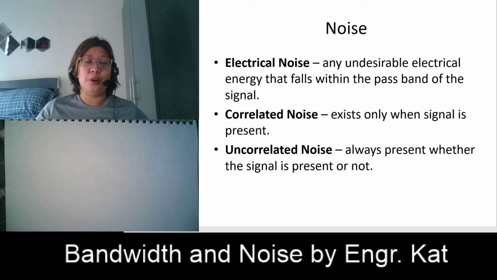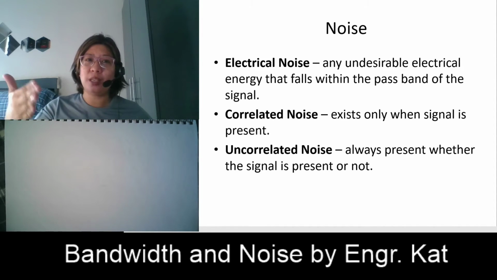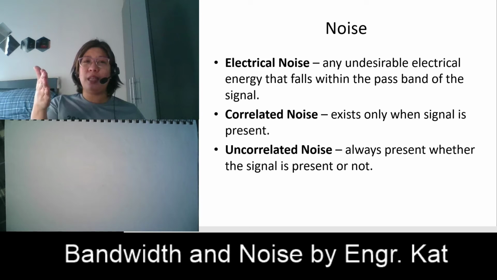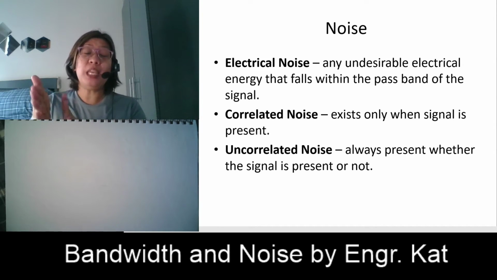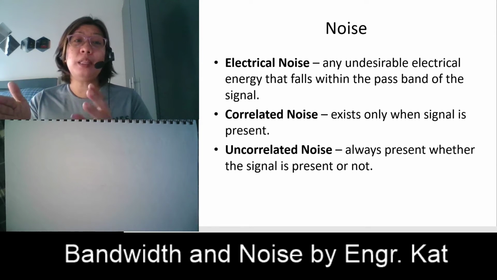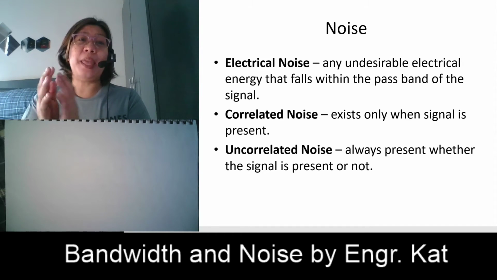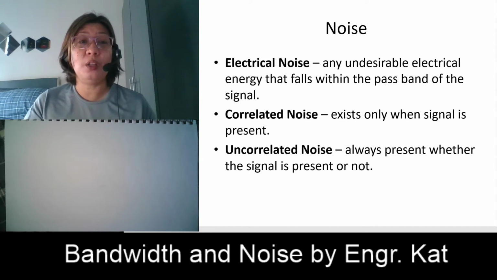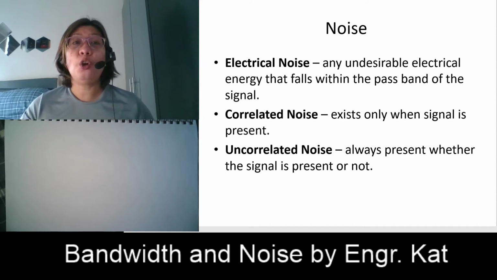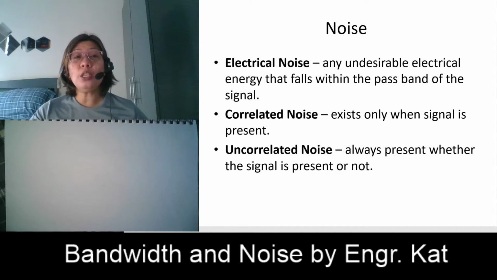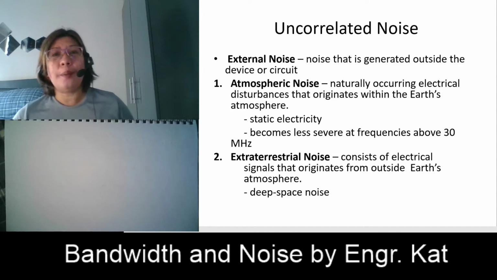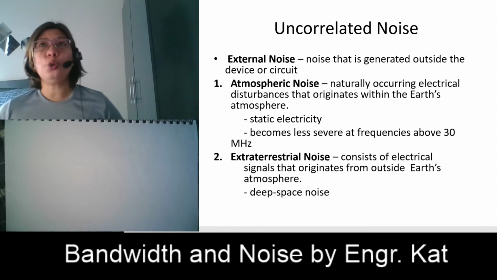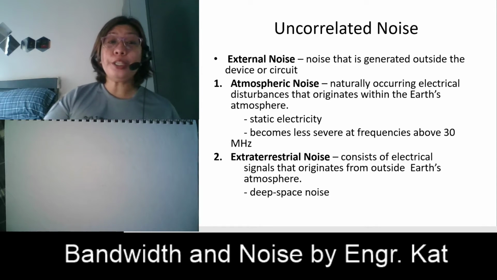That means this type of noise is everywhere. Once you have your signals and that uncorrelated noise happens to fall within the passband of your signal, it can join or penetrate your signal. But for correlated noise, if you don't have your signal with you, you don't produce correlated noise. Let us start first with the uncorrelated noise. We have what we call external noise.